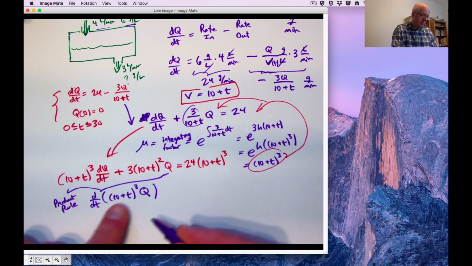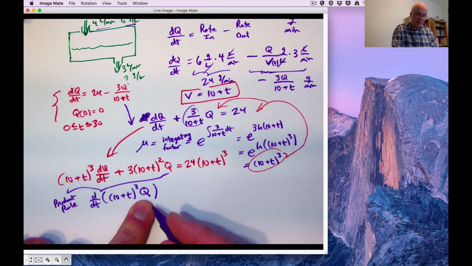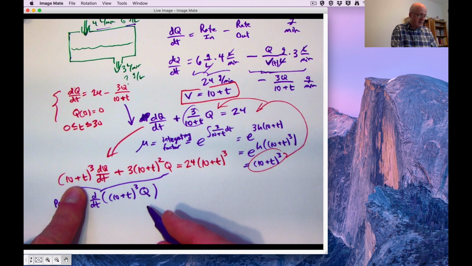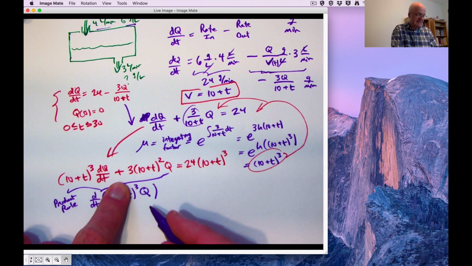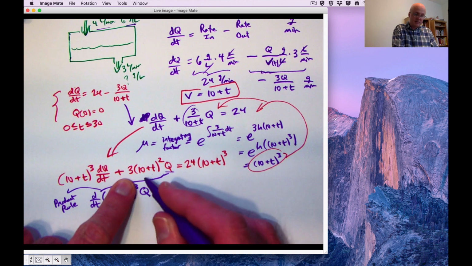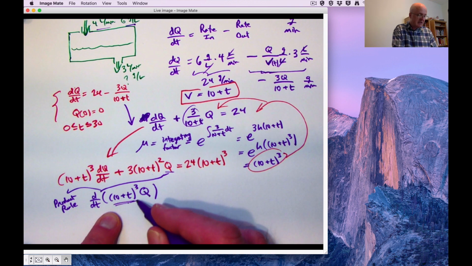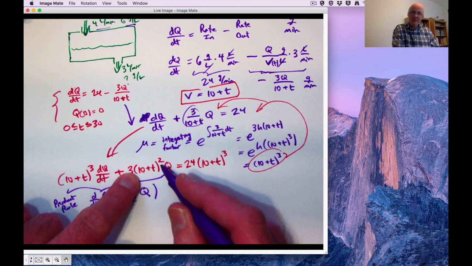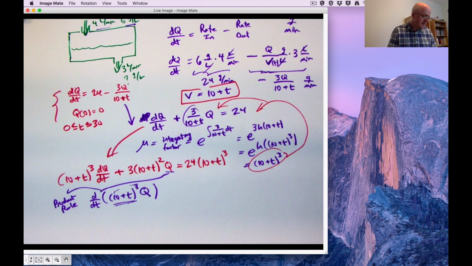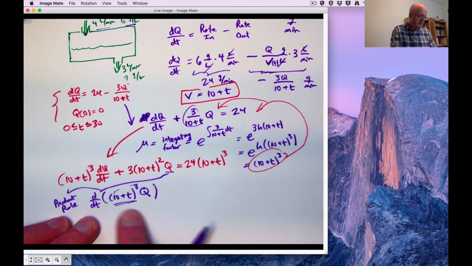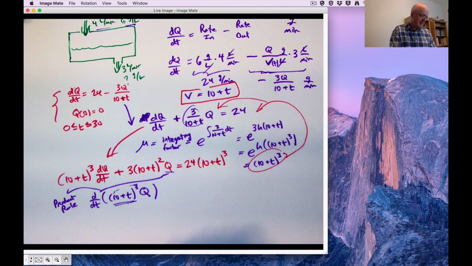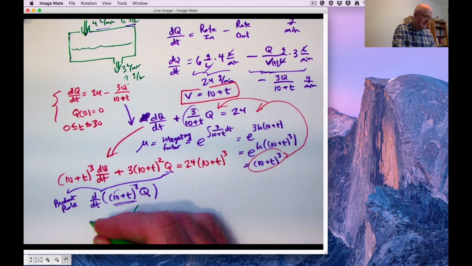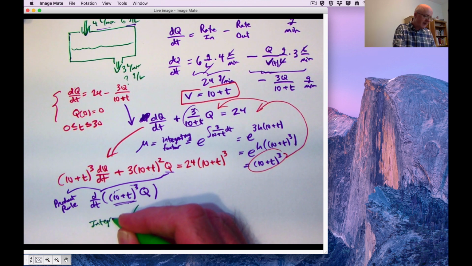You've got the derivative of a product of two functions of t. That's a function of t as well. There's the first function times the derivative of the second, plus the second function Q times the derivative of the first. The derivative of (10 + t)^3 is 3(10 + t)^2 times 1. Yeah. And now integrate that. But if you integrate a derivative, you get the original function. That's why it's called an integrating factor.